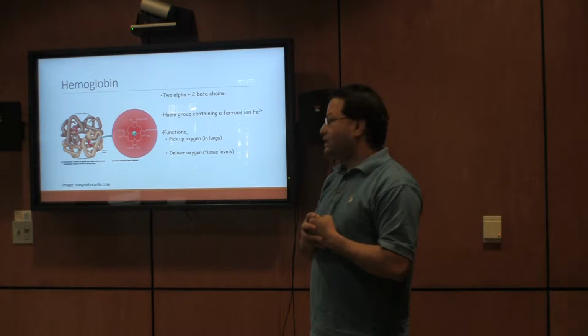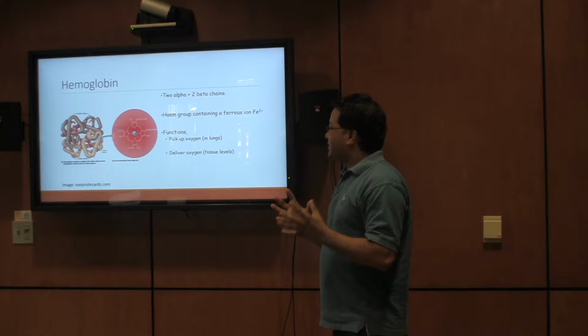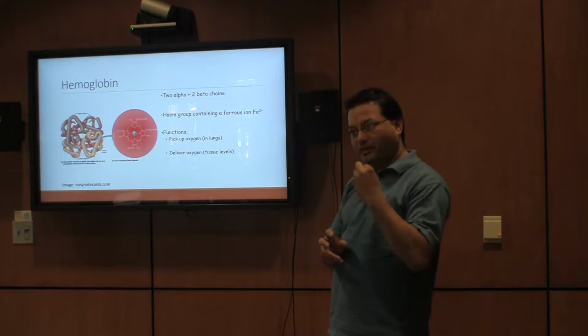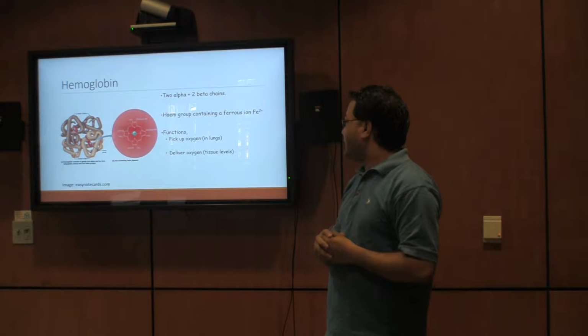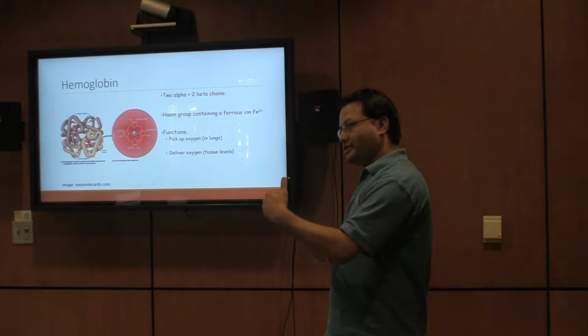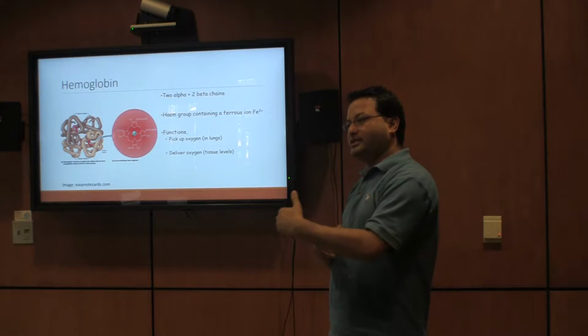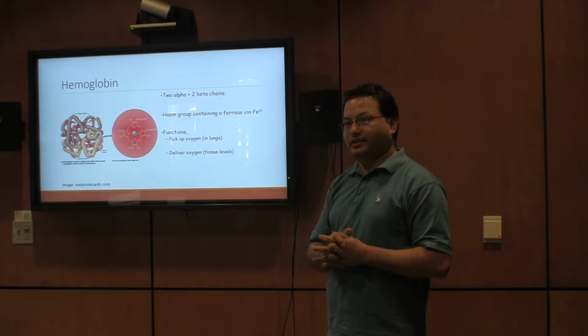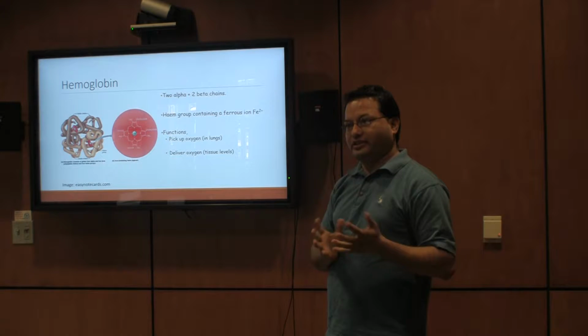in the lungs. So what is the function of hemoglobin? The function of hemoglobin is to pick up oxygen in the lungs, and as it is distributed in the circulation throughout the body, to release the oxygen in the respiring tissues, in the peripheral tissues.